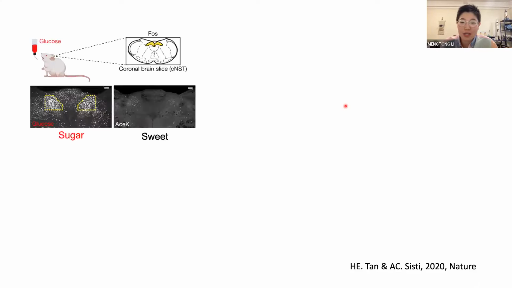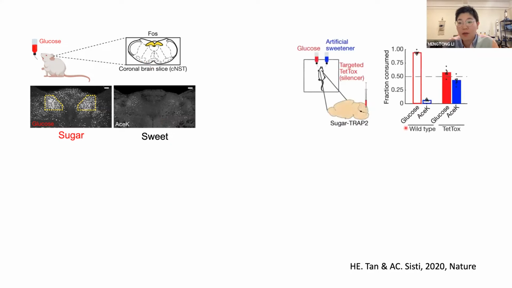So if a population of neurons could be identified that respond selectively to the consumption of sugar, it may provide an entry to reveal the neural basis for sugar craving. Our two graduate students in the lab found that the neurons in the caudal nucleus of the solitary tract, the cNST, are only responsive to sugar, but not artificial sweetener. And when they used the TRAP strategy to specifically silence these sugar-evoked neurons, the mice could no longer develop the preference for sugar when compared to the control animals.